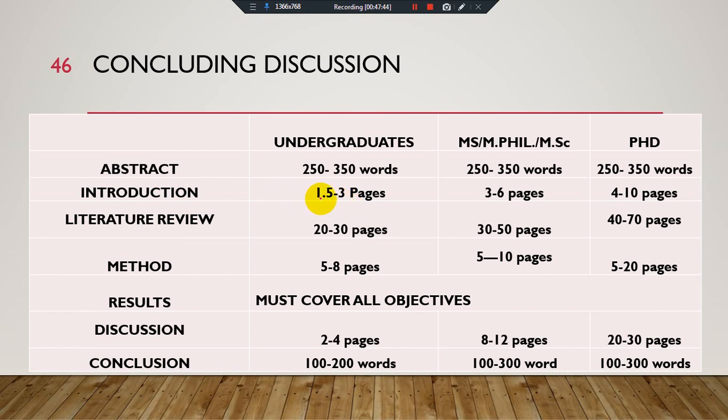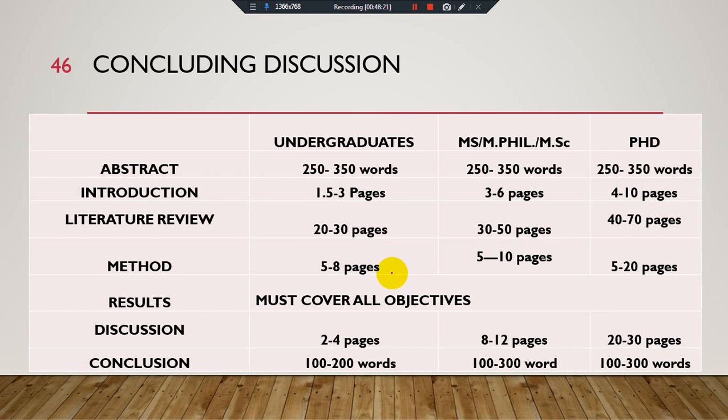Then provide the introduction. You have 1.5 to 3 pages for the introduction for undergraduate, 3 to 6 pages for MPhil or MS, and for PhD you have 4 to 10 pages. For the literature review, for undergraduate you have 20 to 30 pages, for MPhil or MS students you have 30 to 50 pages, and for PhD you have 40 to 70 pages. And here you have the research methodology: theoretical methodology, conceptual methodology or econometric methodology.